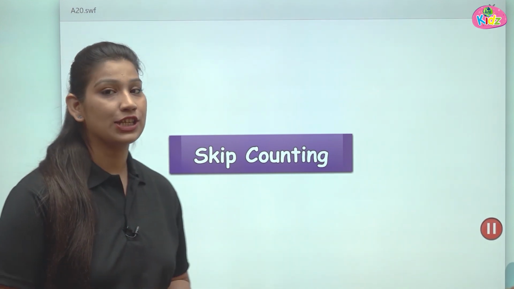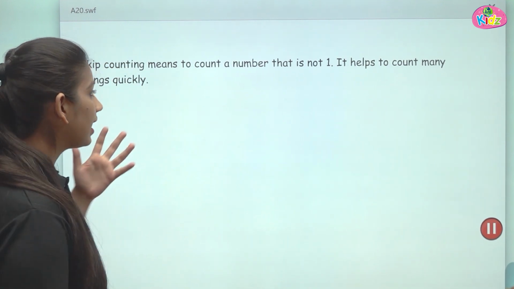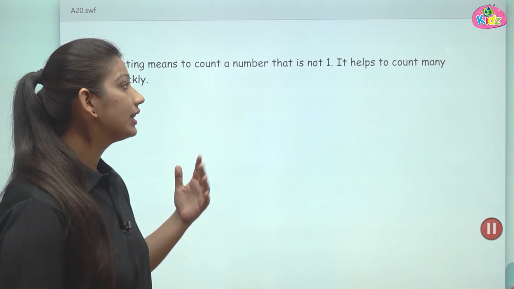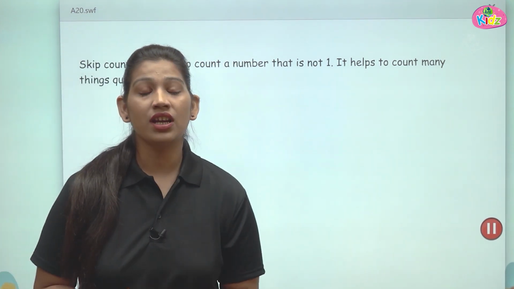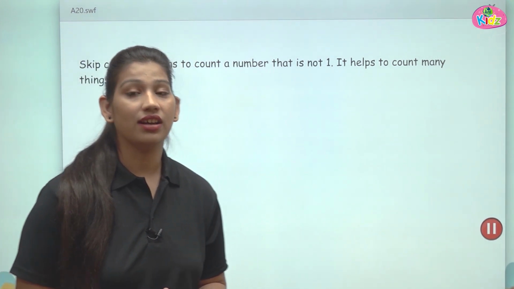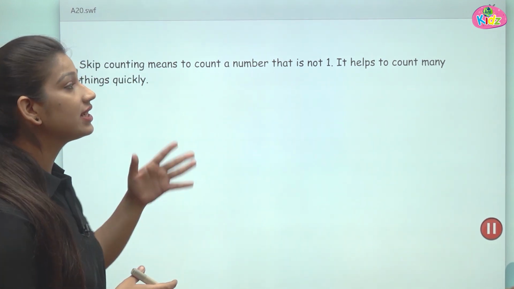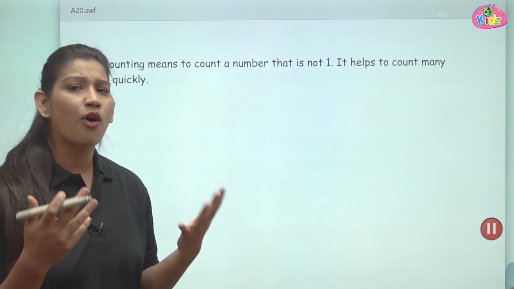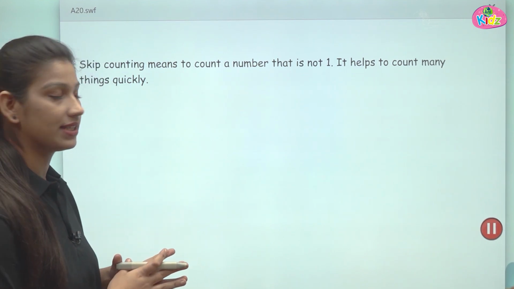Let us start the session of skip counting and understand the definition first. Skip counting means to count by a number that is not 1. Skip counting का मतलब होता है numbers को count करना by skipping some numbers. It helps us to count many things quickly. Skip counting से हम बहुत सारी चीज़ें बहुत easily count कर सकते हैं.